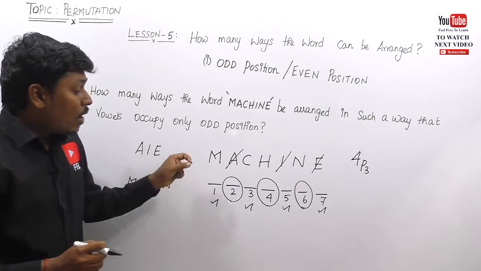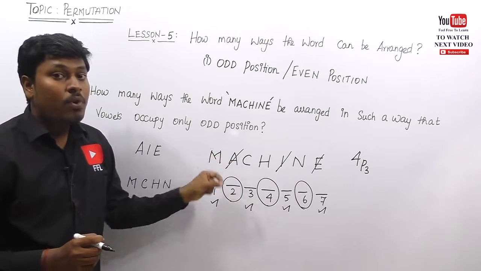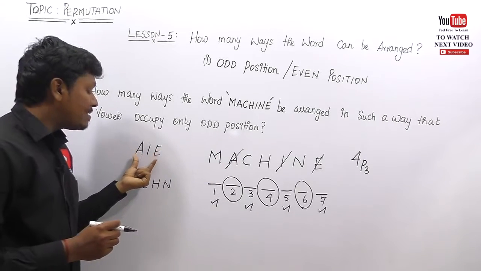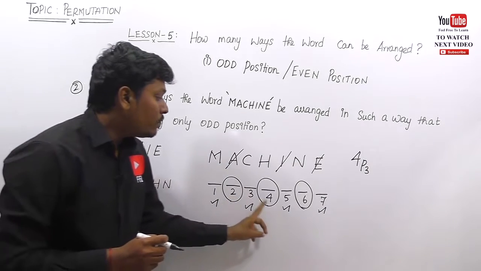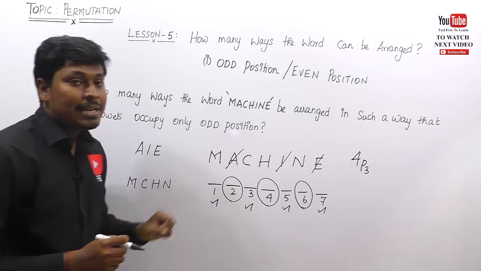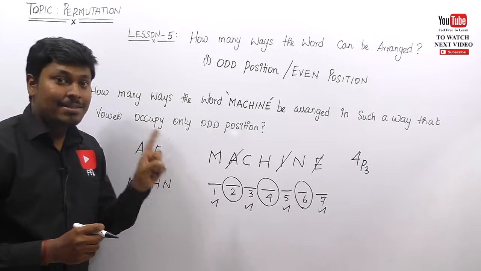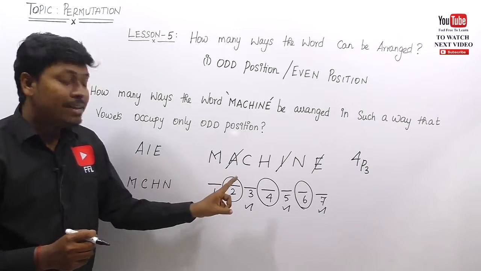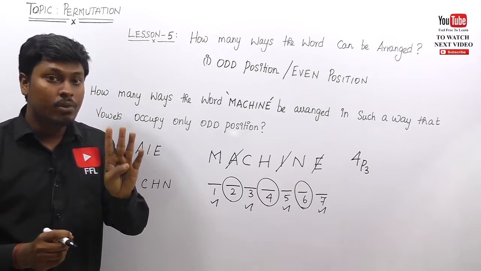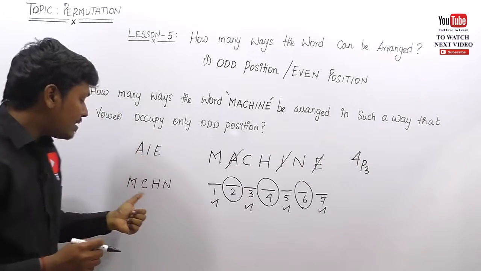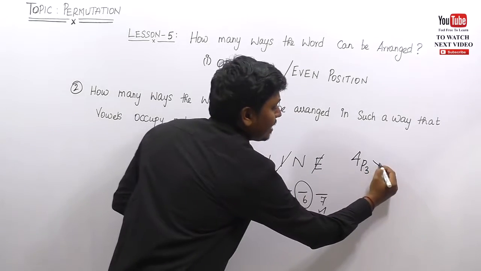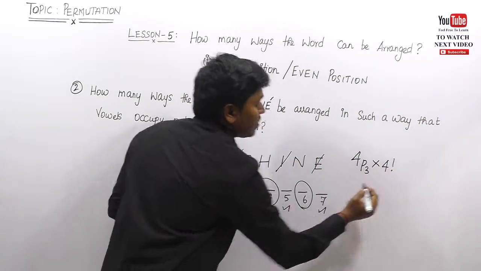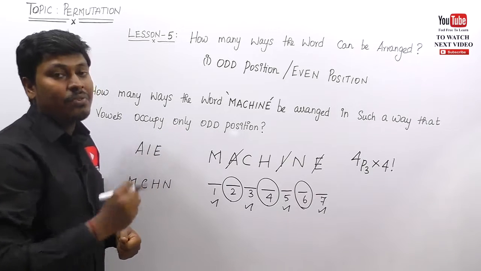So friends, out of these 4 odd places, we have placed the 3 vowels. Definitely one place will be remaining, and here 2, 4, 6, the 3 even places are remaining. So in the odd places, 1 is remaining, and there are 3 even places remaining. So totally there are 4 places remaining. In these 4 places, we need to place the 4 consonants in 4 factorial ways. So the answer is 4P3 into 4 factorial.